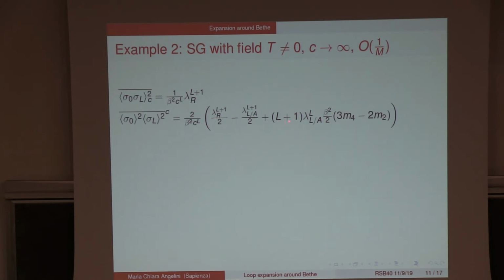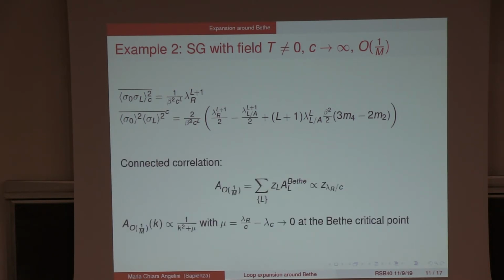And okay, why is there this L here? Because of the degeneracy of the eigenvalues. Remember it for the future. Okay, so when you insert this expression inside the usual expression for the correction of 1 over m, we obtain exactly the same thing as before. So exactly the Bethe propagator, okay, diverging at the Bethe critical point.